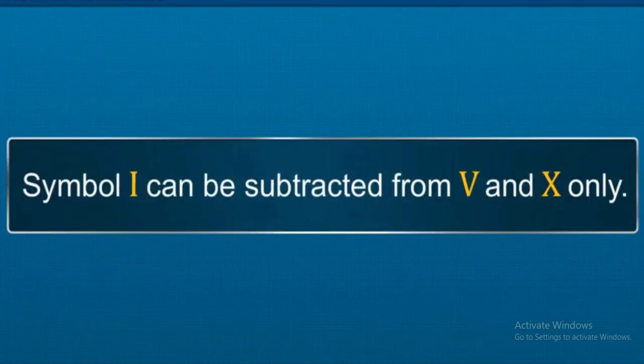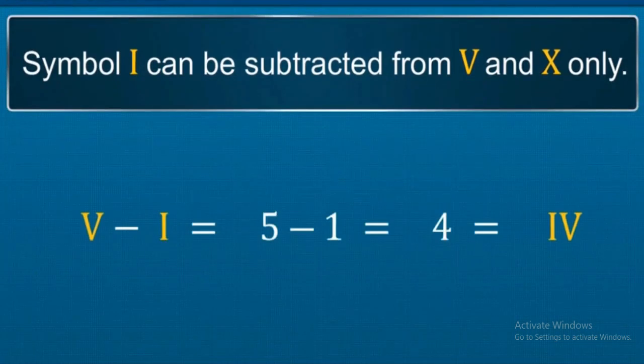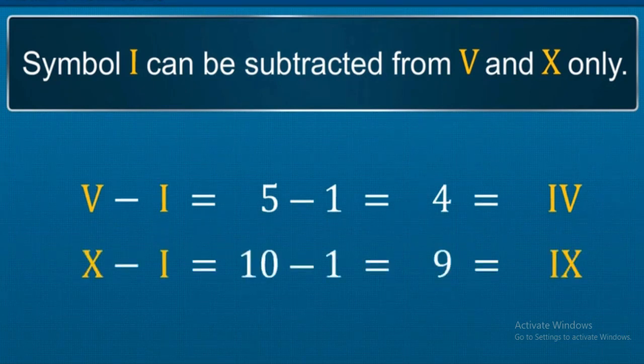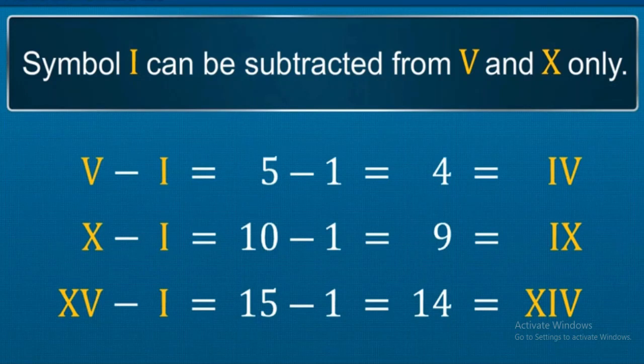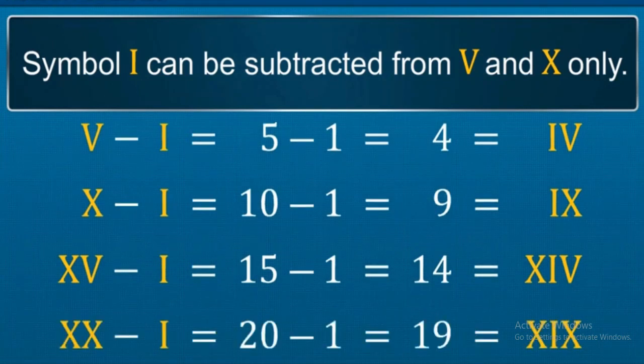Moreover, the symbol I can be subtracted from V and X only. For example, letter V minus letter I is 4. Similarly, subtracting letter I from letter X gives 9. Subtracting letter I from XV gives 14. And subtracting I from XX gives 19.